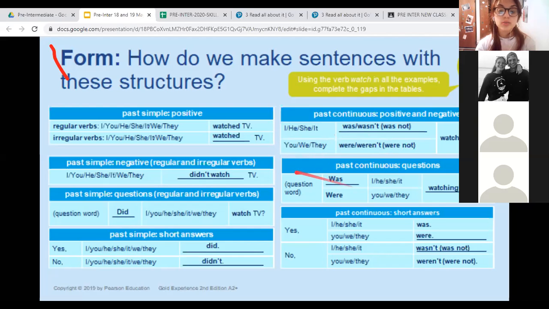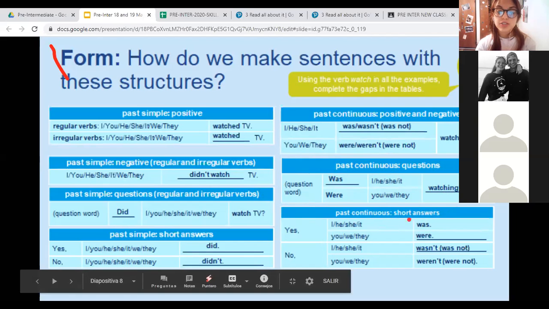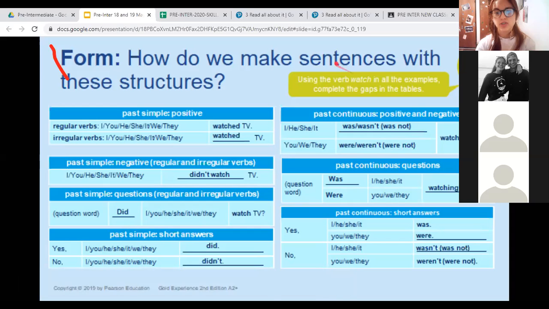To make a question, we have the optional question word, the auxiliary was or were, the subject, and the verb in the ing. Always verbs in the ing. And the short answers are yes, I was, yes, you were, or no, he wasn't, no, you weren't. I think that the past continuous is easier actually, because it's always the same.